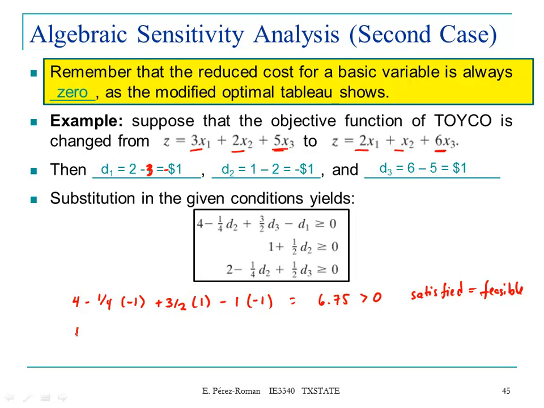Then we have 1 plus 1 over 2 times minus 1. That's going to equal 0.5, and that's greater than 0. That's feasible. And then we have 2 minus 1/4 times minus 1 plus 1/2 times 1 equals 2.75. That is greater than 0, and is also feasible.